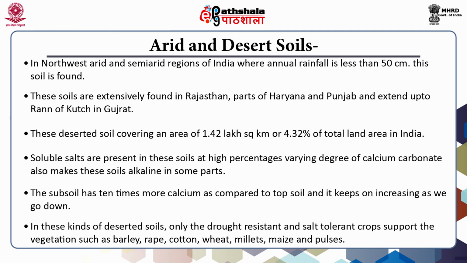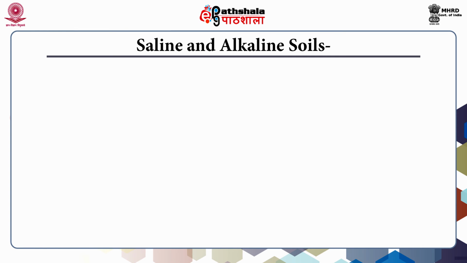Nitrogen is originally low, but its deficiency is made up to some extent by the availability of nitrogen in the form of nitrates. Thus, the presence of phosphate and nitrates makes them fertile soil wherever moisture is available. There is therefore great possibility of reclaiming these soils if proper irrigation facilities are available. Next, alkaline and saline soils.